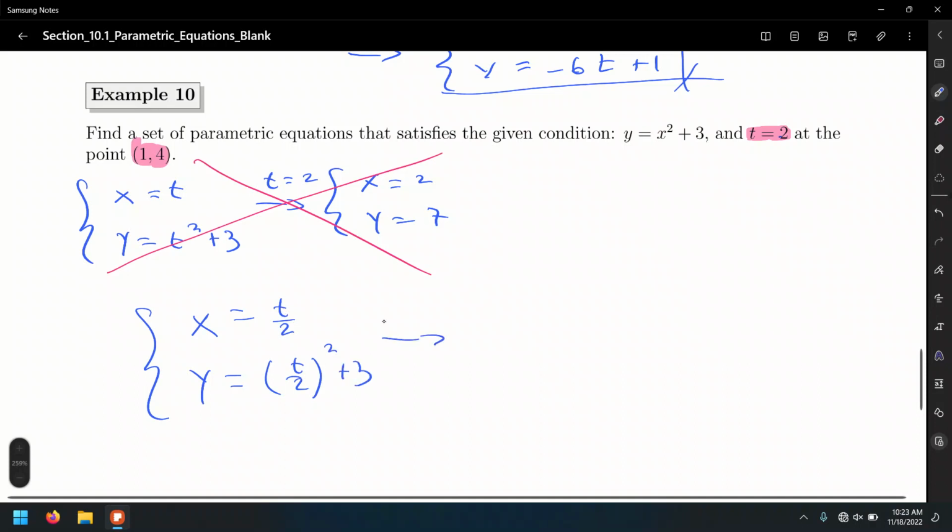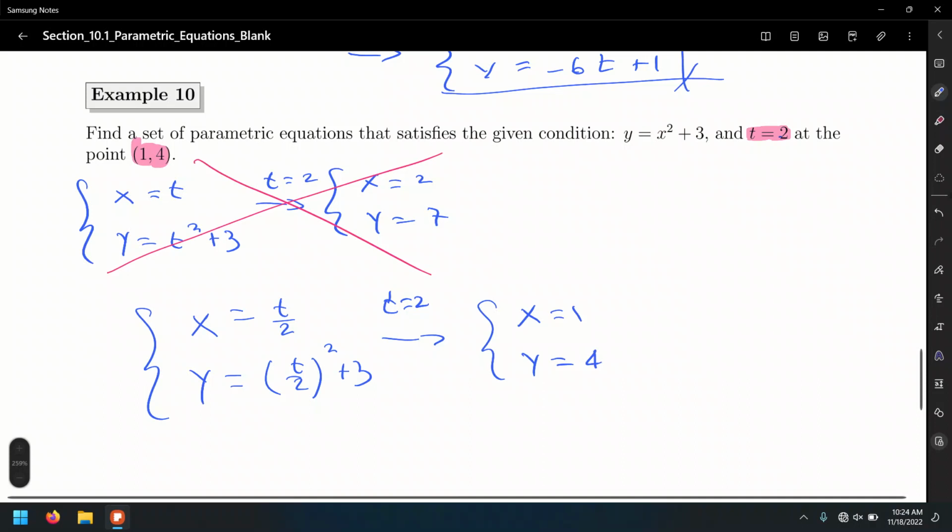Okay, let's see if it works now. So t equals 2. For x, t over 2 is 2 over 2, which is 1. And over here, 2 over 2 is 1, squared, and y equals 4. Actually, it works. This parameterization works.